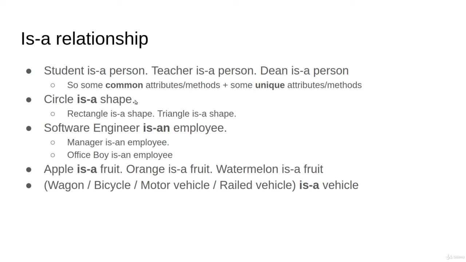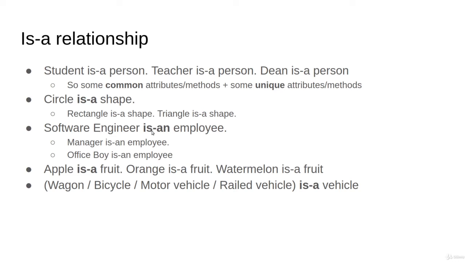Let's see more examples. Circle is a shape, but also rectangle is a shape. Triangle is a shape. Shapes should have something common. For example, the color of the shape, or a method to compute the area of the shape. The details of the area method for every one of them is different, but still all of them share a method for area computation.